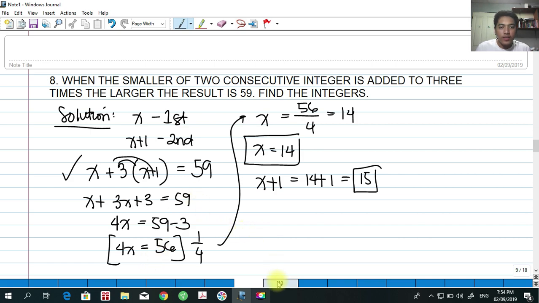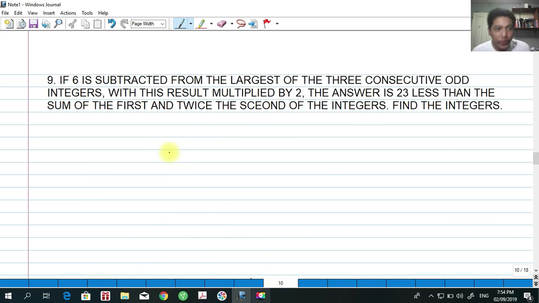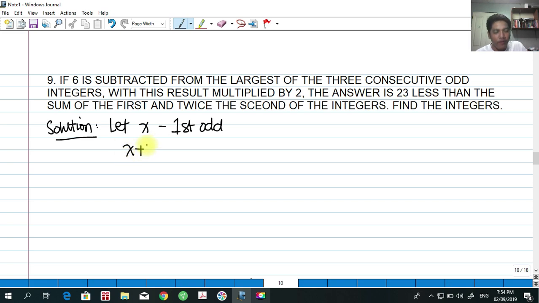So, down to our last example for this video. We have this: if 6 is subtracted from the largest of the three consecutive odd integers. Again, if you see these consecutive odd or even integers, you must again let x equal the first odd integer. Okay? Again, as I said a while ago, if we have three consecutive odd or three consecutive even integers, we must always use these values of x.